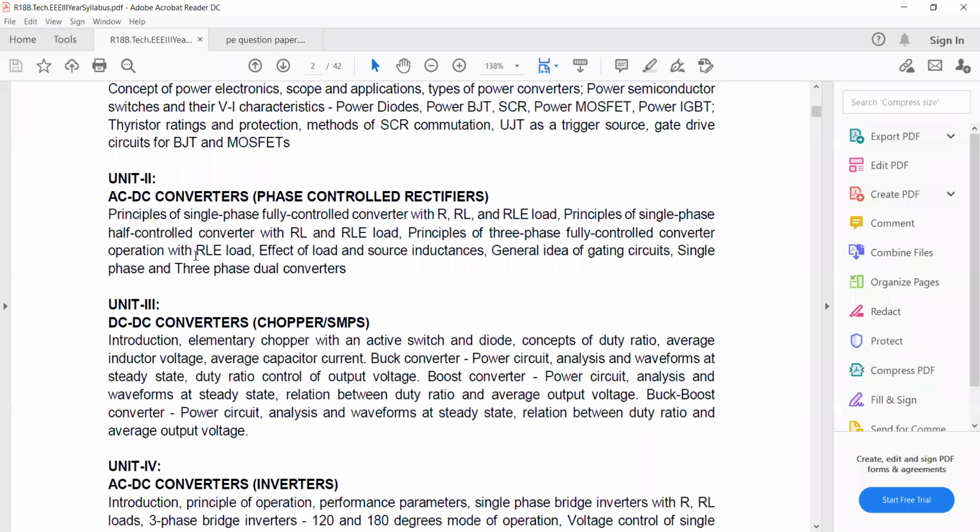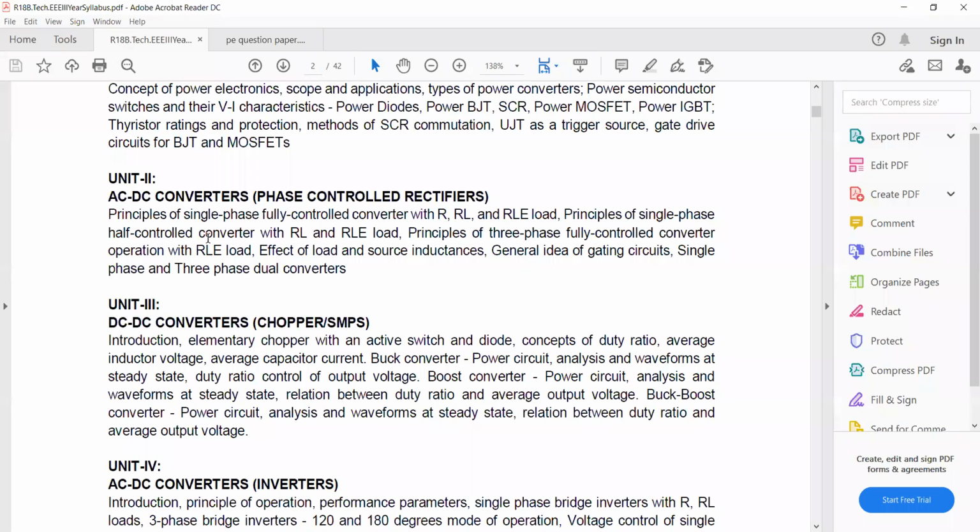You can see, unit 2 covers AC to DC converters, phase control rectifiers, and the principle of single phase. Any doubt? Has anybody raised their hand? Right. For the single phase fully controlled converter with 3 loads, we have taken the derivation, and for RL and RLE loads the output voltage will remain the same. Problems also we have taken.